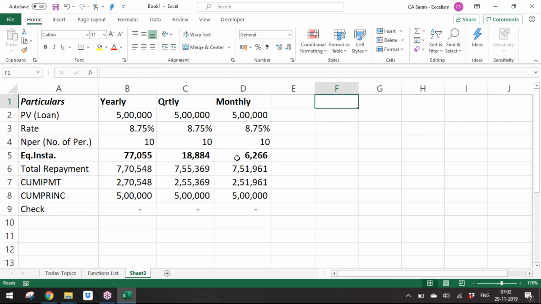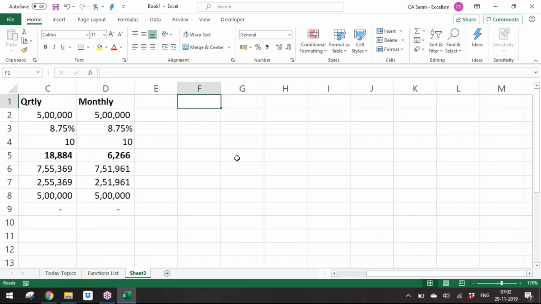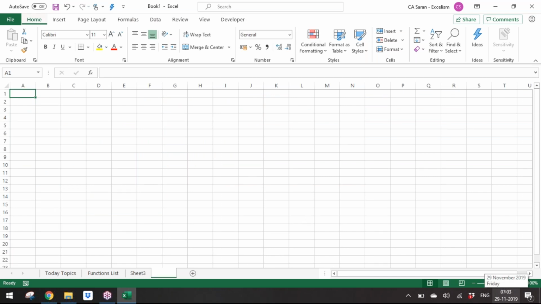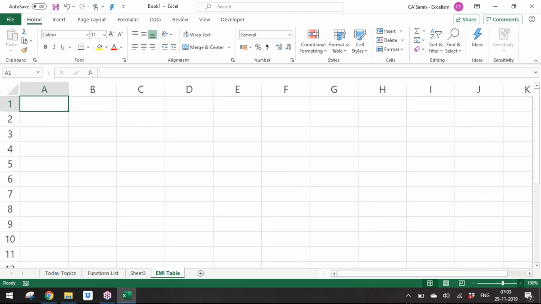Okay, for example, we'll make something like this. Everyone, please have a look. Okay, this is the EMI table. So, how much loan have I taken? That's 5 lakh.